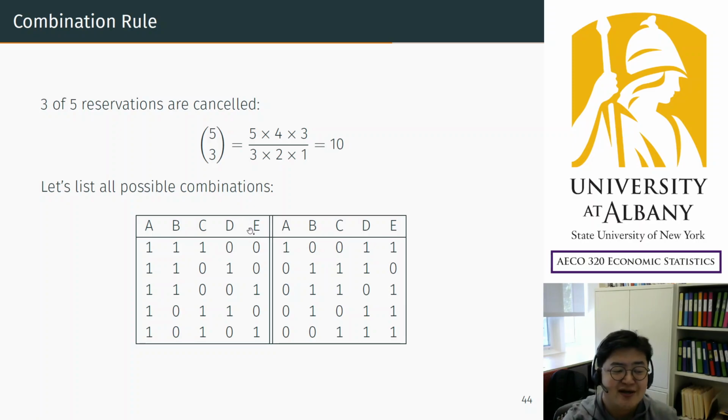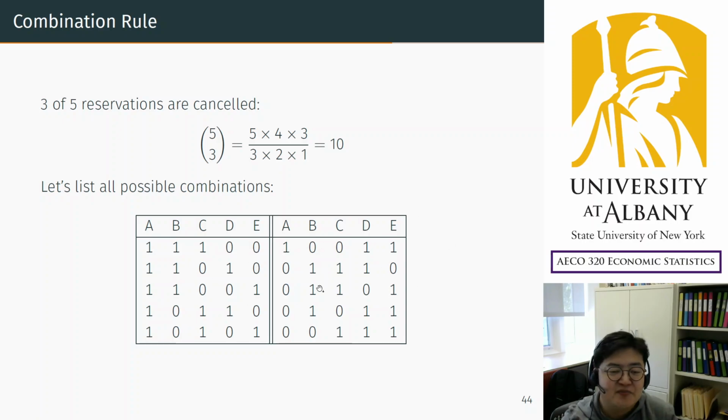To check, you can write down all possible cases. I only wrote down where there are 3 ones and 2 zeros. So ABC, ABD, ABE, ACD, ACE, like that. There are 10 possible combinations like these. So I believe these exhaust all the possible combinations with 3 ones. So try to find what I did not list here.